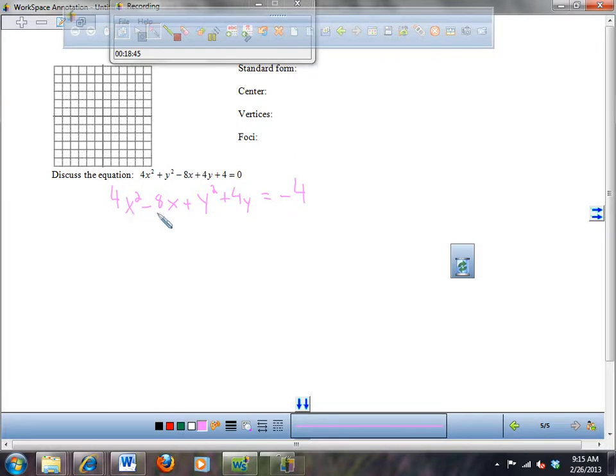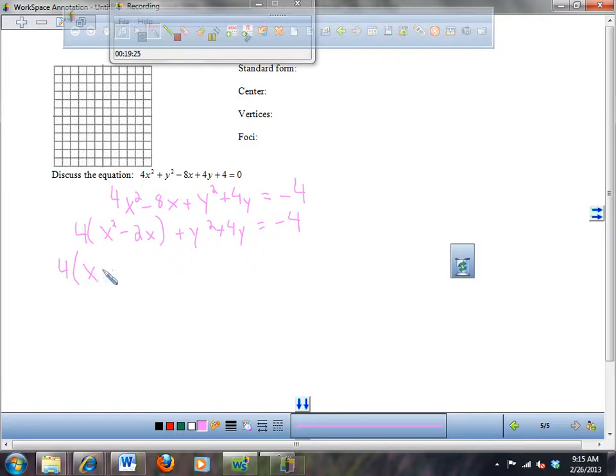Okay. Now, before I complete the square, I can't really complete the square if I have a 4 in front of this. It makes it more tricky. So what I'm going to do out of the x part, I'm going to factor out a 4. 4 times x squared minus 2x plus y squared plus 4y equals negative 4. So now I do the completing the square part. So what I'm going to do is 4 times, what's half of negative 2?